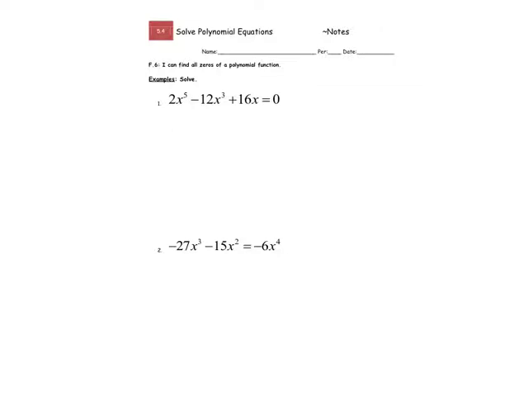Okay, the second part of 5-4 is solving polynomial equations. So we're going to factor them and then take them one step further and solve for the variable, which again, we did this in first semester, but now we're just adding those special patterns with the cubes and factoring by grouping. All right, this comes from standard F.6, which says I can find all zeros of a polynomial function.